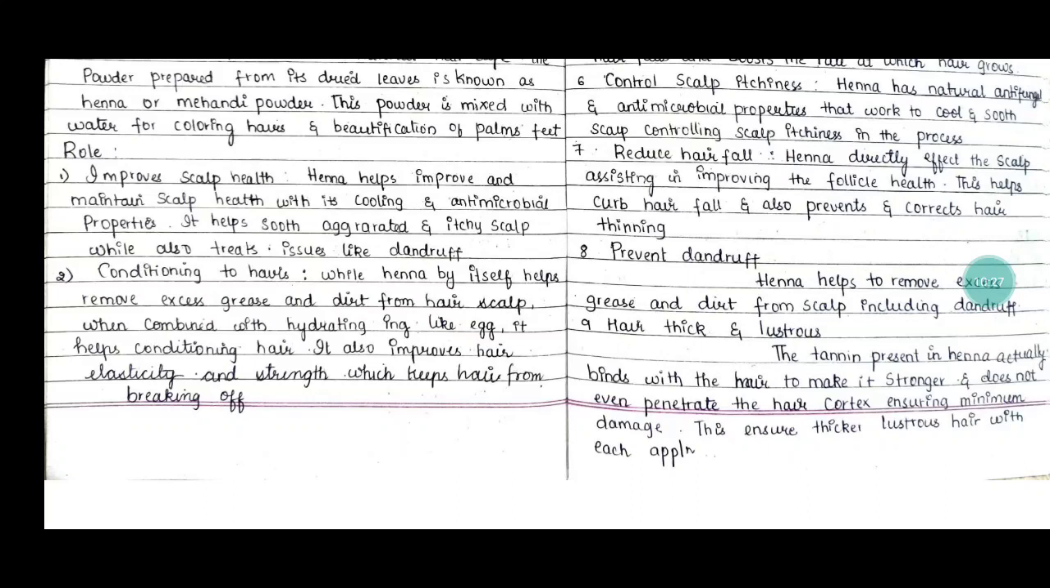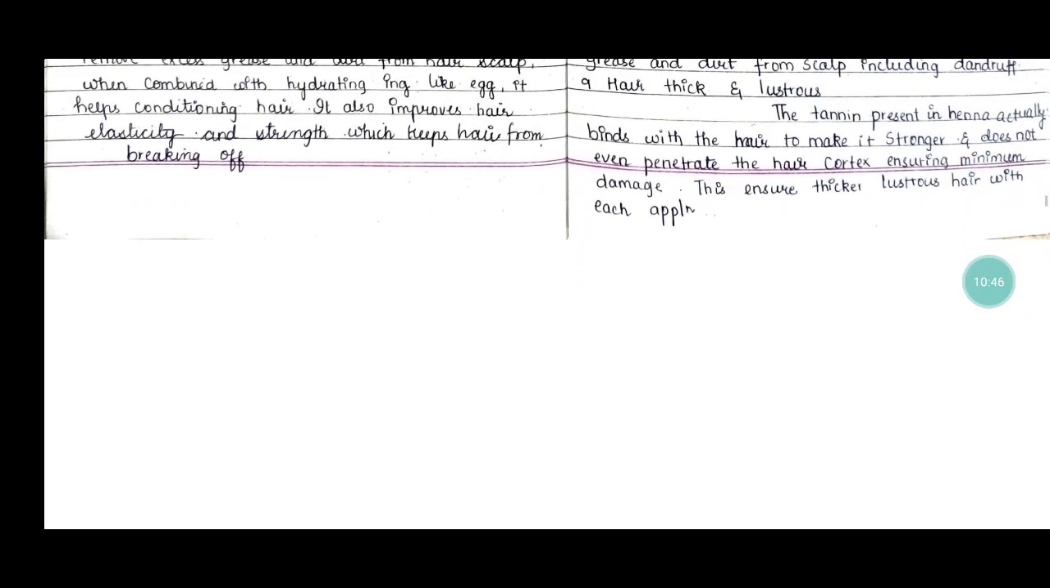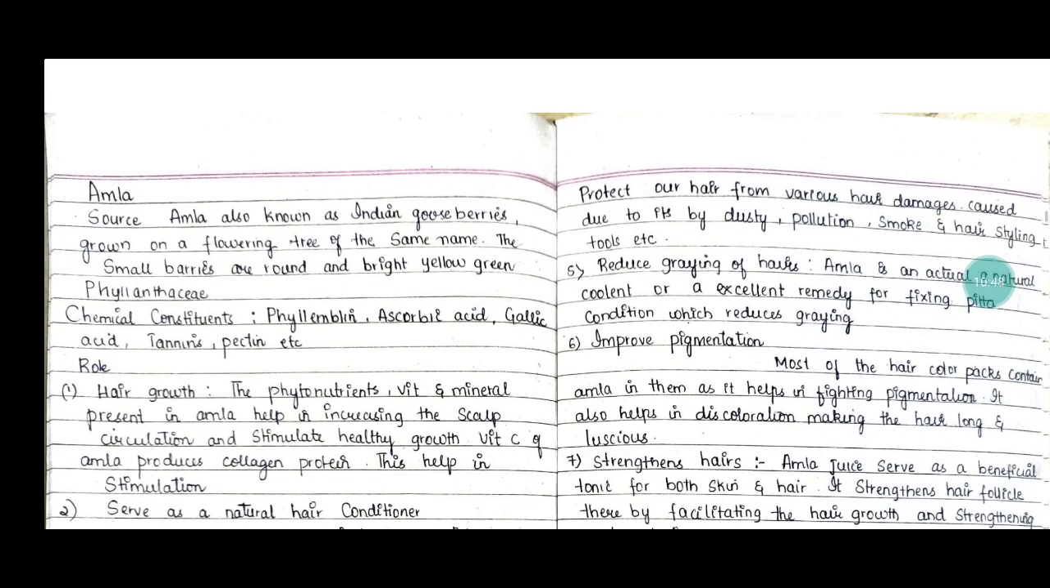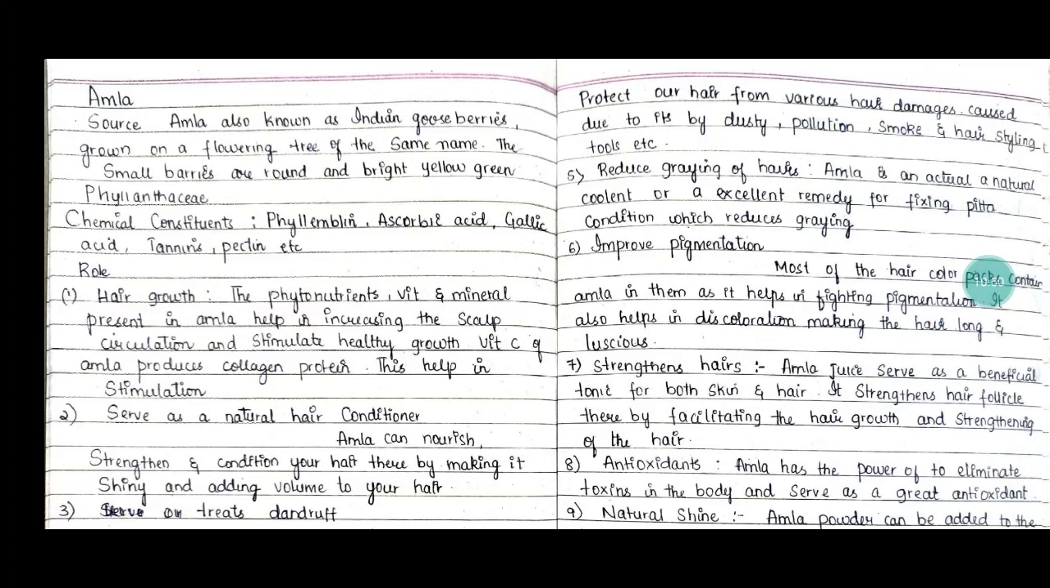The tannin present in the henna binds with the hair to make it stronger, and it does not even penetrate the hair cortex, ensuring minimum damage. This ensures thicker, luxurious hair with each application. Now number 2, that is amla.